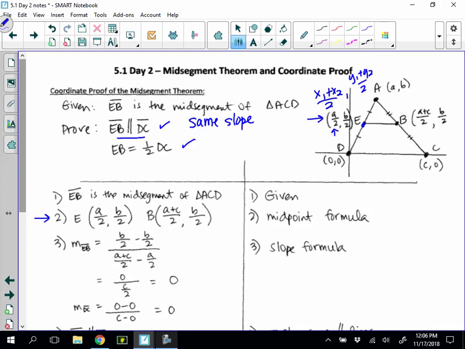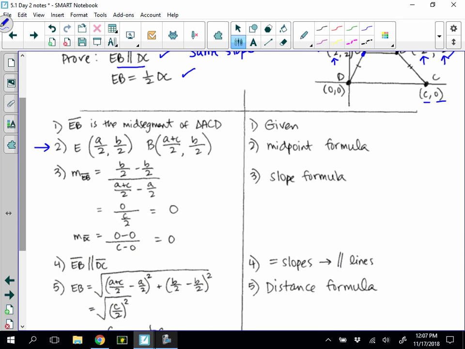Same thing for B. So notice on this side, for the x-coordinate, we took a plus c and divided it by 2. Well, a and c are just a plus c. We did the same thing on the y-coordinates. We've got b plus 0 and divided by 2, so that's what we have. So line 2 is simply stating the two coordinates. And the way we did that is simply the midpoint formula. So on the reason side, we will be writing formulas or concepts related to how we wrote that item.